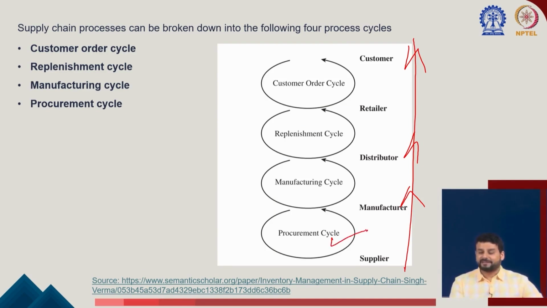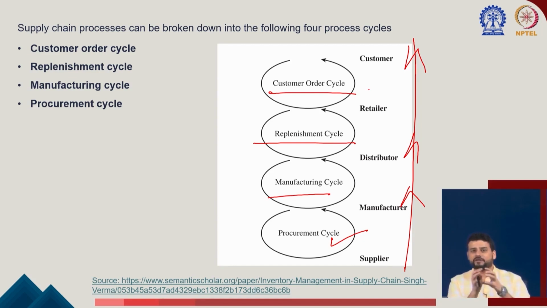The first is the procurement cycle, which happens between the supplier and manufacturer. When will your procurement start? When you place your order with the supplier. Then the manufacturing cycle: the distributor places the order, then the manufacturing cycle starts between distributor and manufacturer. The replenishment cycle is between retailer and distributor, and finally the customer order cycle is between customer and retailer. So these 4 cycles are happening, and these cycles are series of events, right?